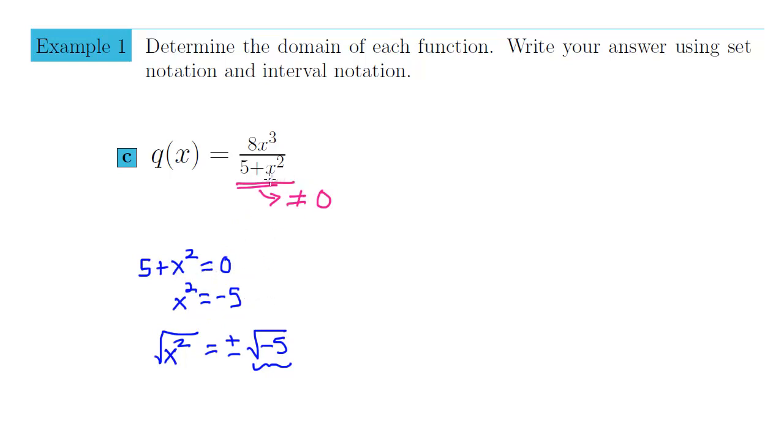You can see that. In order for this to be 0, this quantity here would have to be equal to negative 5, right? Because negative 5 plus 5 is 0. And any real number squared will never be negative 5. So there's no exclusions to this domain. There's no numbers that we have to exclude. So we would say that the domain of this function is simply all real numbers.